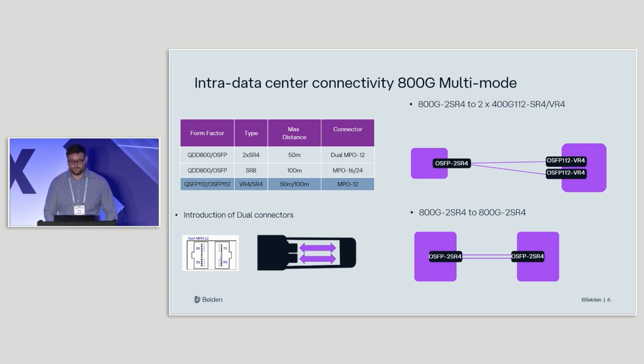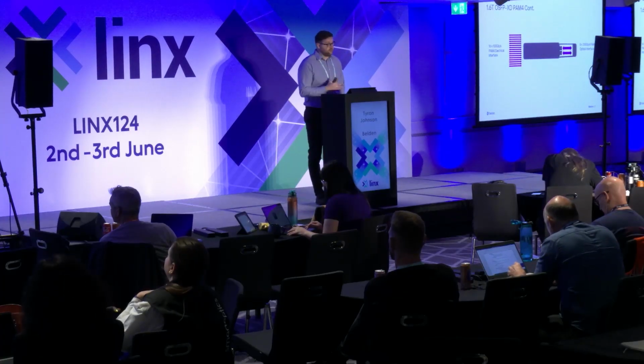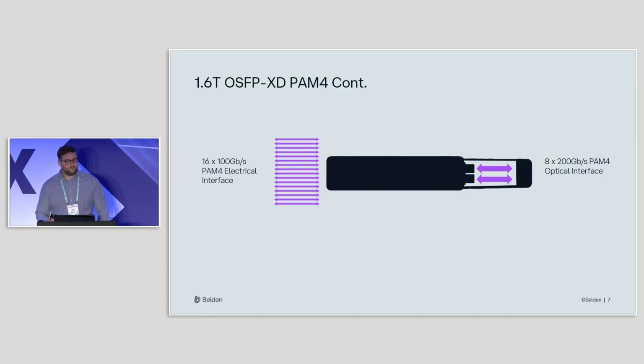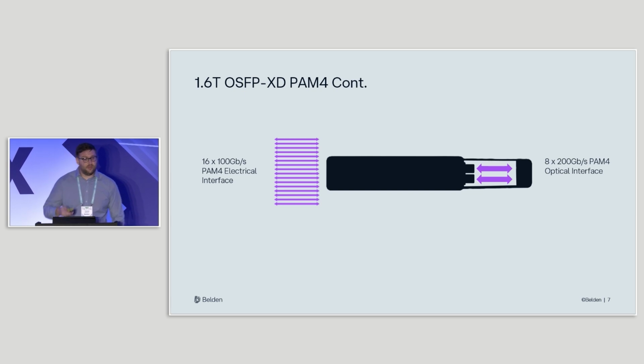Again, it's dual MPO. So the next generation leap is now 1.6. They had to introduce a new form factor to fit in 16 100 gig PAM4 electrical lanes. So it's now called the OSFP XD, which stands for extra dense. But it can also be backwards compatible to do the XD8, which means it can do 8 lanes of 200 gig as well. So it's got a bit more flexibility, forward thinking.